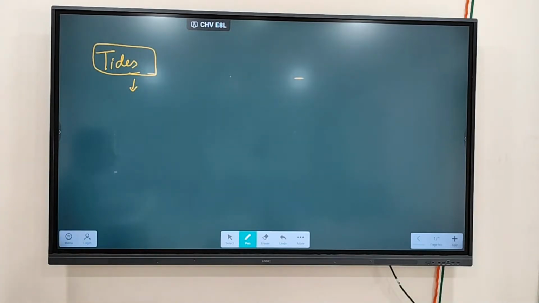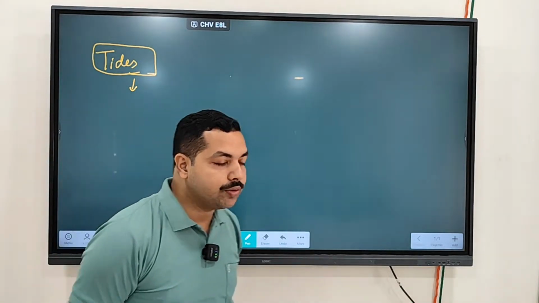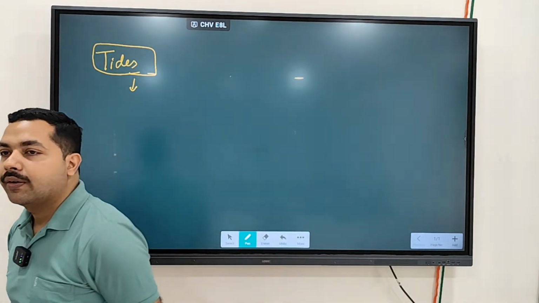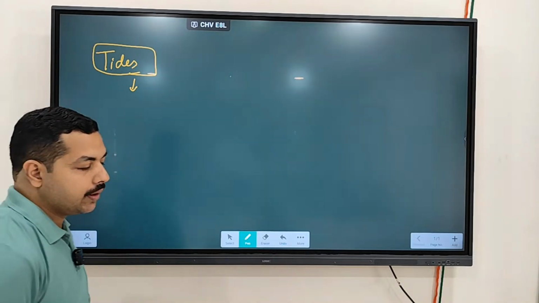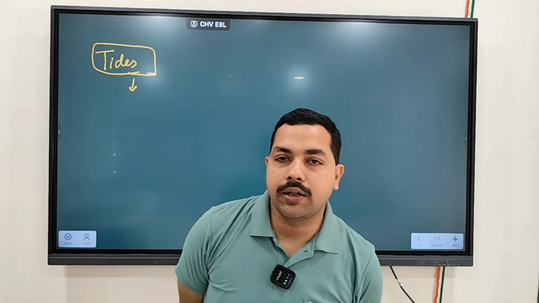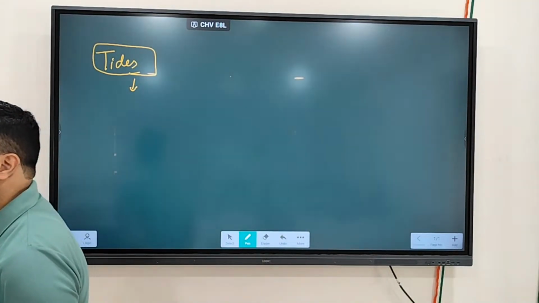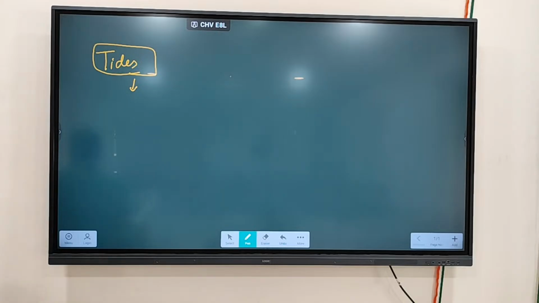Then we also discussed the Bosphorus Strait. Where do you find the Bosphorus Strait? It connects the Sea of Marmara and the Black Sea. And we discussed another one, the Dardanelles Strait, which connects the Sea of Marmara with the Aegean Sea, which is opening into the Mediterranean Sea.